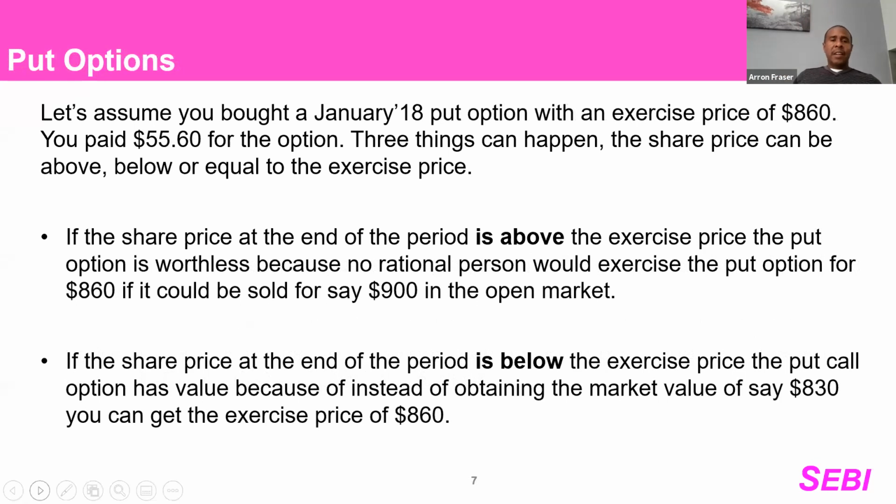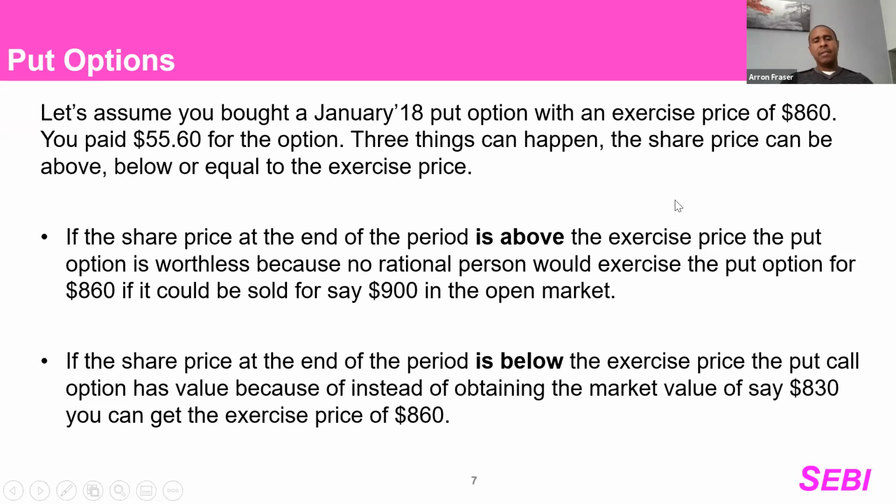Good. So on the other side, for the put option, let's assume that you bought a January 18 put option with an exercise price of $860. You paid $55.60 for the option. Again, three things could happen. The share price can be above, below, or equal to the exercise price.